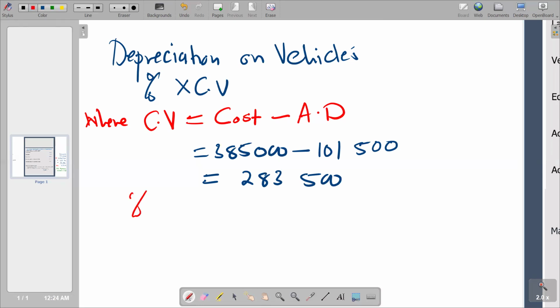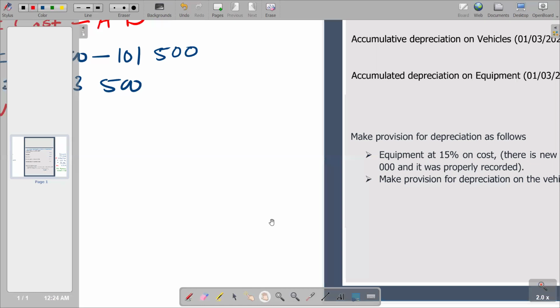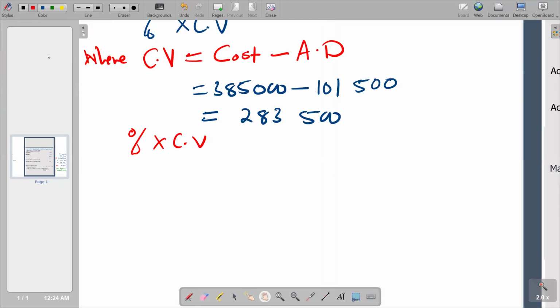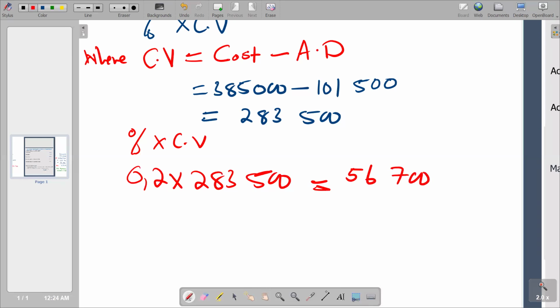Then we can now employ the carrying value. So in that case, we are now saying the percentage that you are given in the additional information for depreciation on the vehicles, we are given it as 20%. So 20%, remember, as a decimal becomes 0.2, times 283,500. So by so doing, we can just calculate to find the correct answer there. So if you calculate, you're going to see that you're going to get it as 56,700. So this becomes the depreciation that we have for our vehicles for the year.